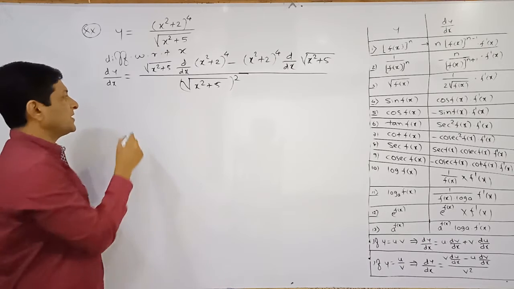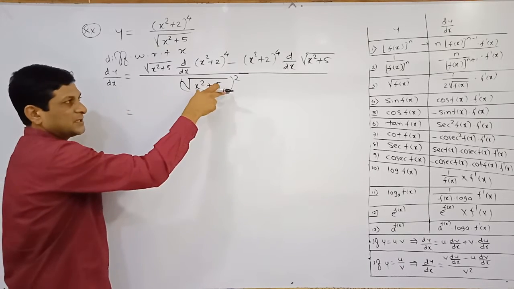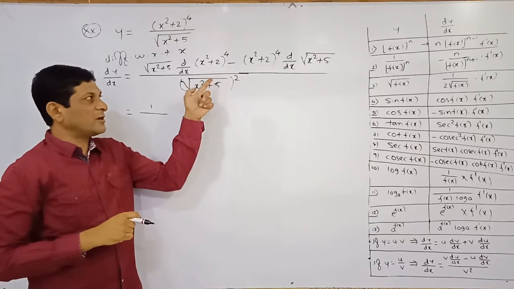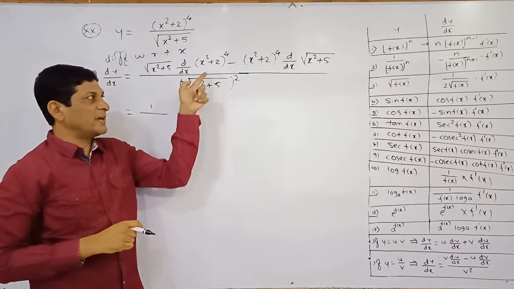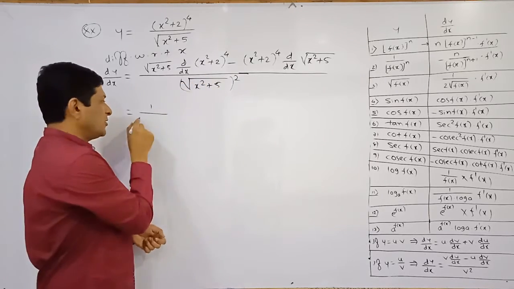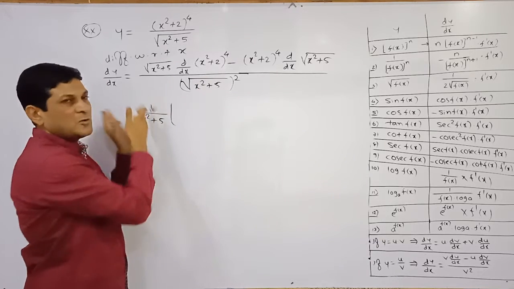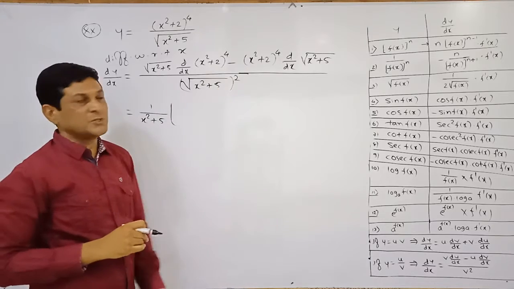So now let us simplify it. So which is equals to, what are we getting in the denominator? What is the square of this under root x square plus 5? Square and root will get cancelled. So in the denominator we will get x square plus 5. So take this denominator on one side. So now simplify this numerator.